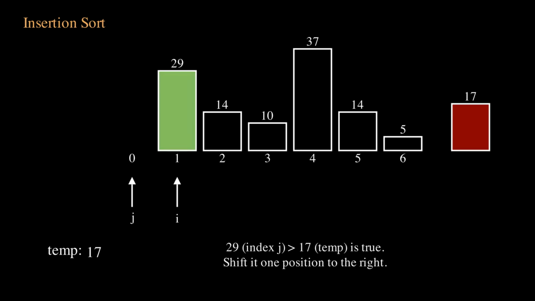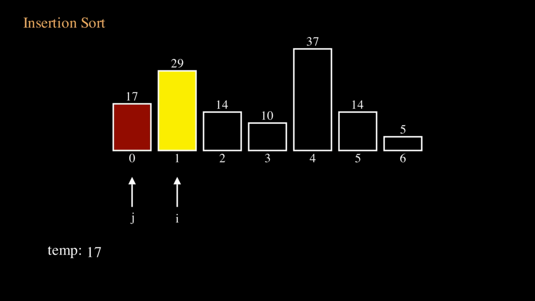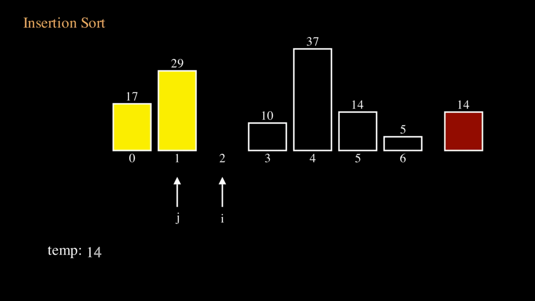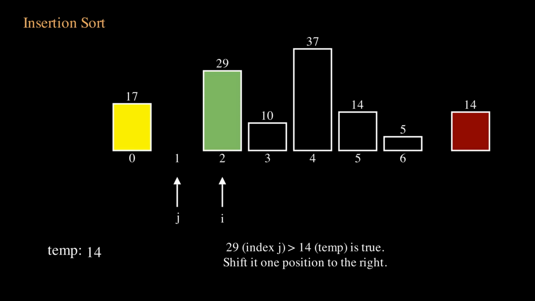If the current element is smaller than any element to its left, we shift those elements one position to the right until we find the correct position for the current element, which is held by temp. Once the correct position is determined, temp is inserted into its proper place in the sorted portion of the array.